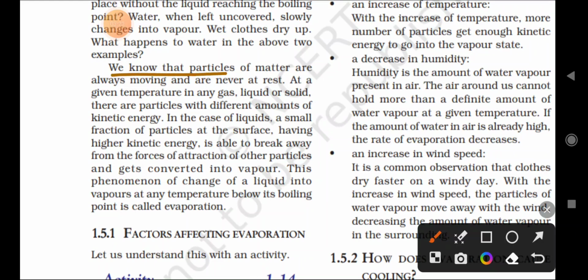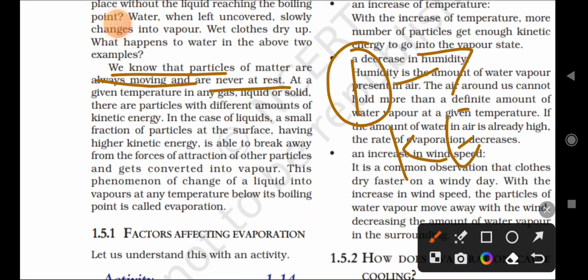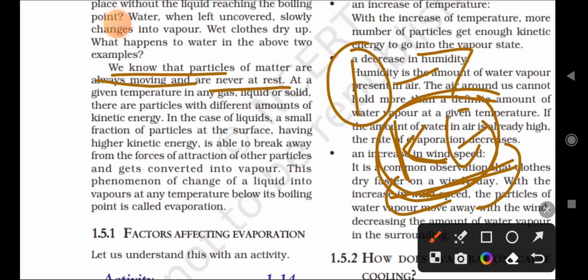We know that particles of matter are always moving and are never at rest. From the earlier chapter we discussed that the particles of matter are always moving, and moving means which energy do they possess? Okay, recall. Correct, that is called what? Kinetic energy only. So particles are never at rest, they are continuously moving. They cannot rest. So moving means they possess kinetic energy.